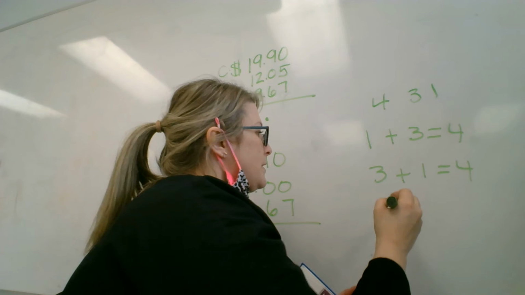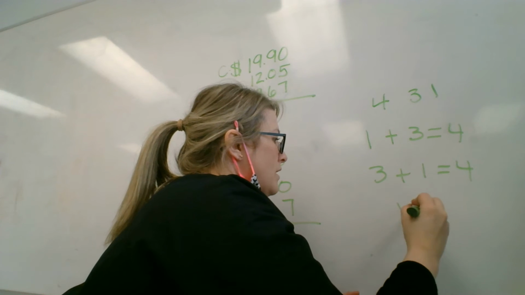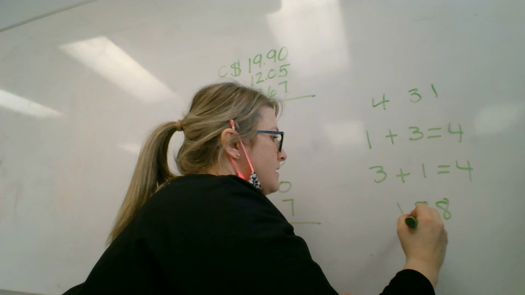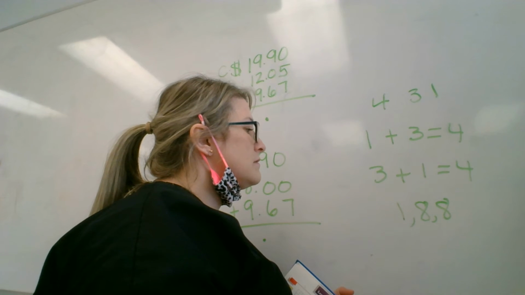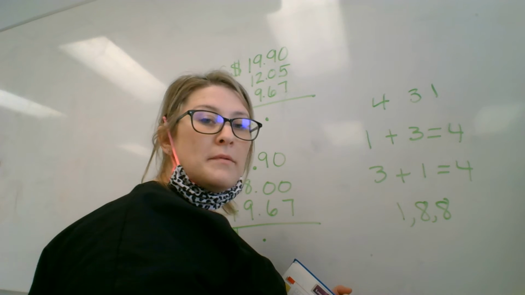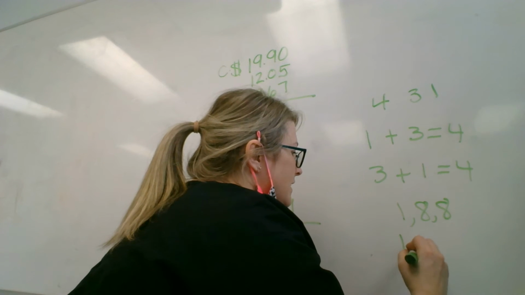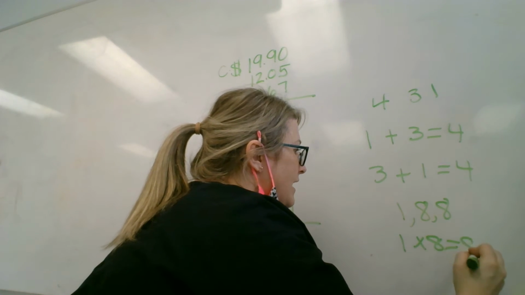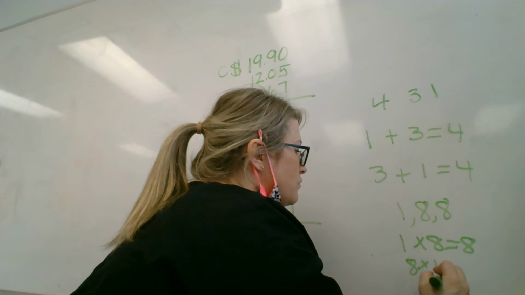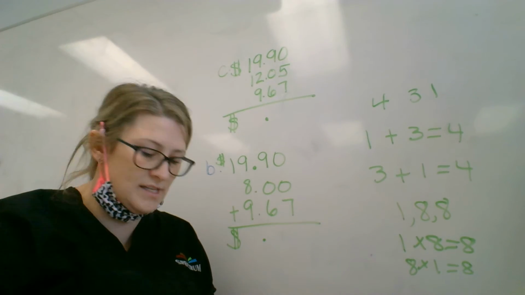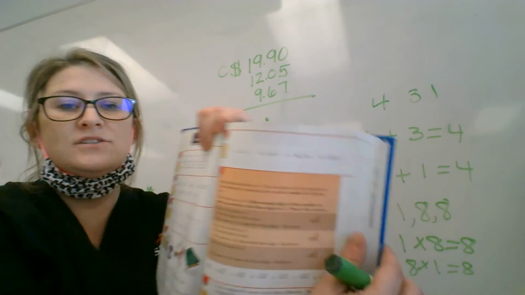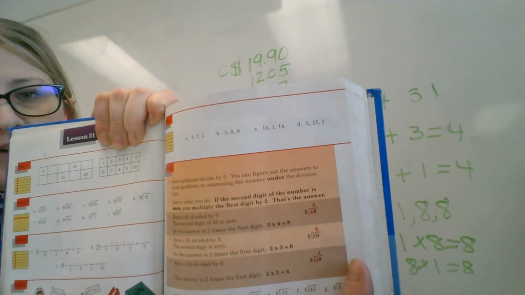Let's see. Let's do B too. 1, 8, and 8. I have to come up with an addition or a multiplication. Let's see. 1 times 8 equals 8, or 8 times 1 equals 8. You can't do an addition sentence with that one. Go ahead and do C and D on your own.